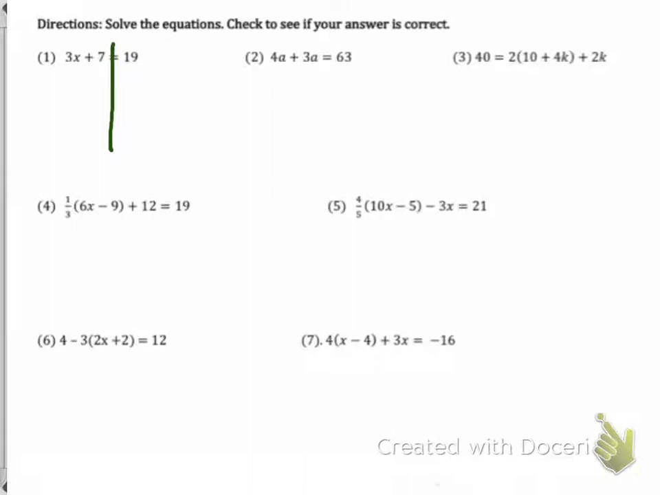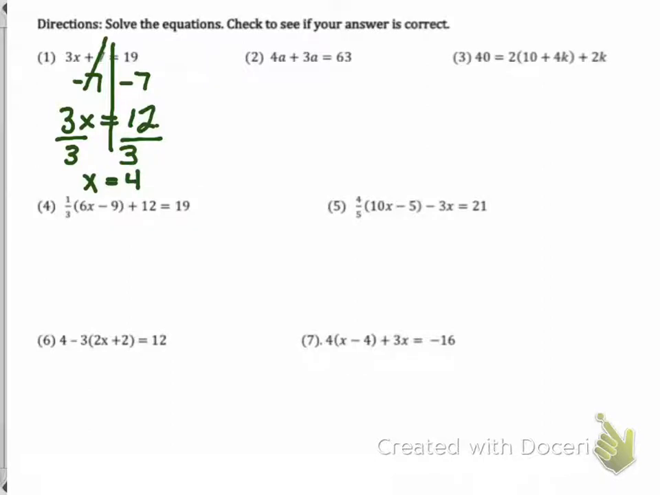So in number 1, I see addition, so I would start by undoing that first. So I subtract 7 from both sides, and this cancels. I'm left with 3x is equal to 12. And then finally, in between the 3 and the x is the operation multiplication. So I'll simply divide both sides by 3, and then x is equal to 4.